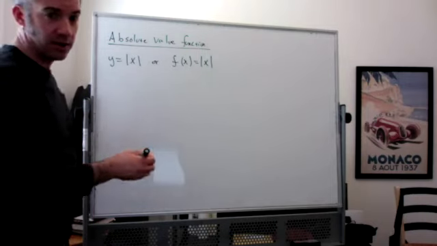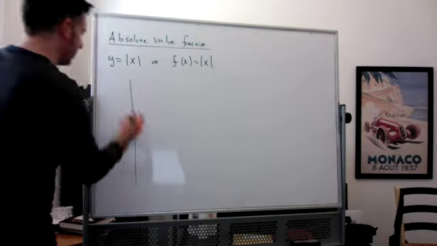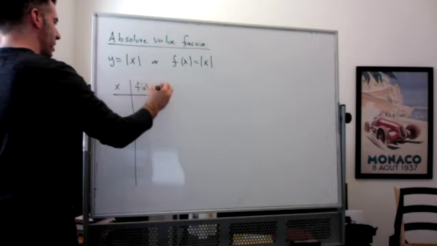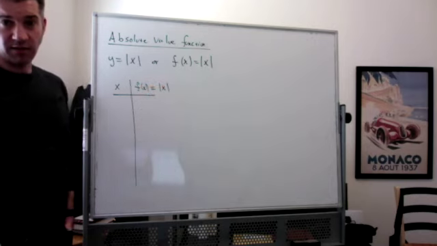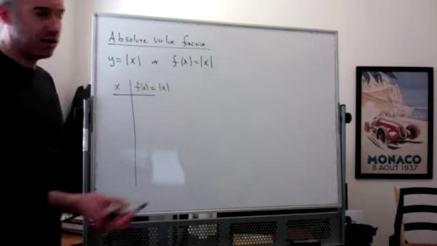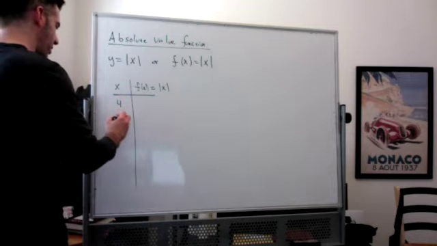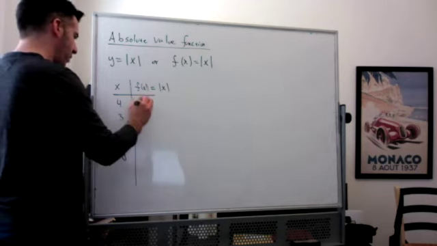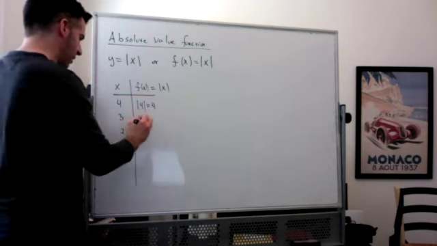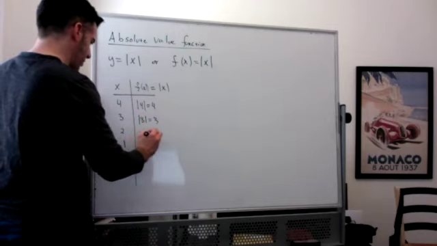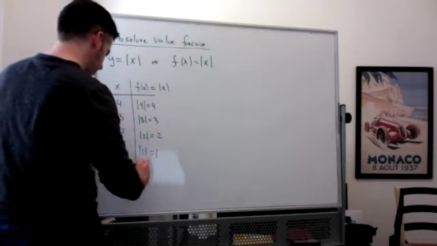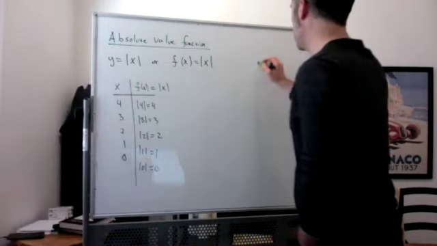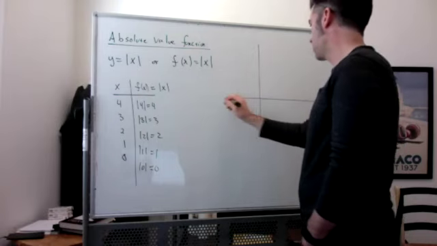So if I am trying to graph things, we're trying to plot some points, my x's and my f of x's, the absolute value of x. If I plug in a positive number, I'm just going to get the same positive number back. So if x is something like 4 or 3 or 2 or 1 or even 0, the absolute value of 4 is 4. The absolute value of 3 is 3. The absolute value of 2 is 2. So whenever you plug in a positive number, you get the same corresponding positive number back.